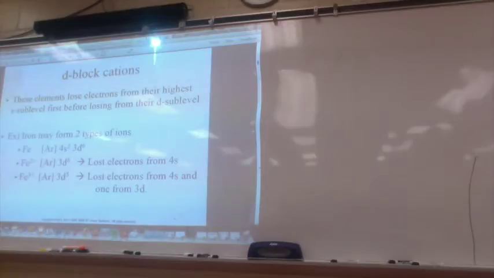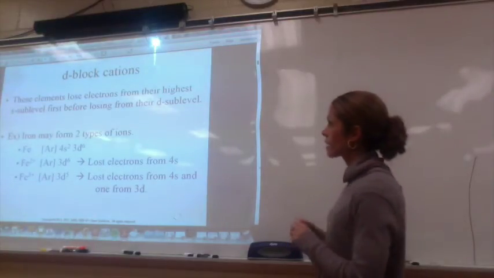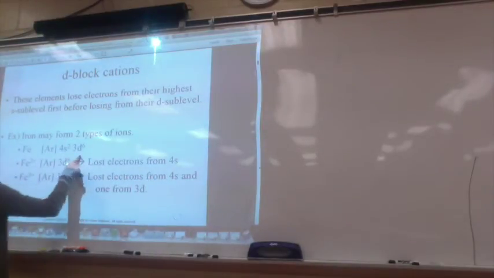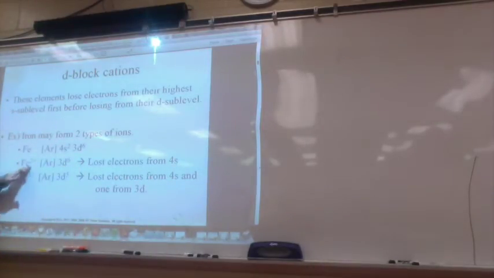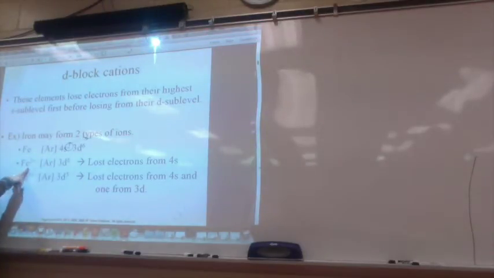All right, your D block cations. These elements lose electrons from their highest S sublevel before losing them from their D sublevel. So iron. Go look at it on your periodic table. It may help you to have it right in front of you. So iron is a 4s2, 3d6. So iron will become a +2 and a +3 charge. So let's see how this happens. First thing it's going to lose is its 4s sublevel. So there's 2 electrons here. They leave, and that's how I become an Fe+2.